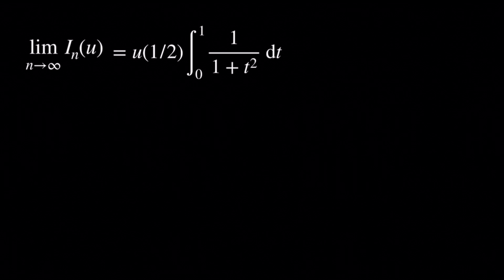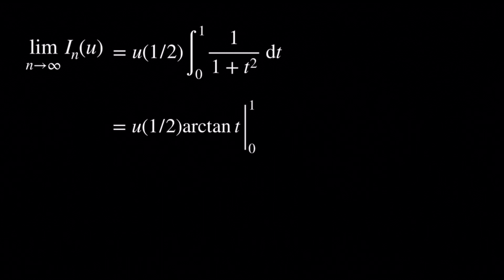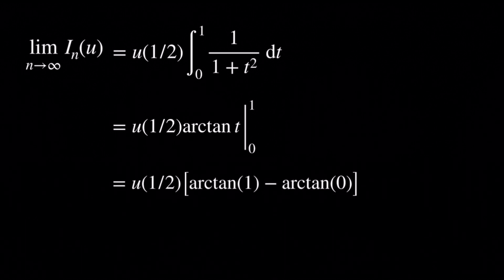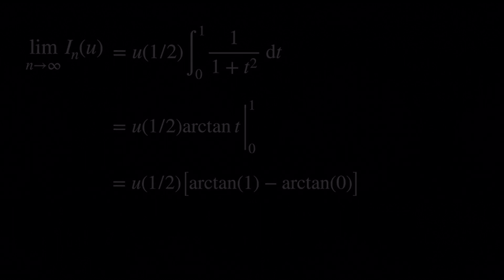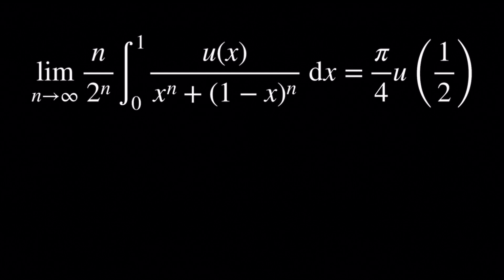An antiderivative of 1 over 1 + t^2 is simply arctangent of t. Okay, so we're going to evaluate it between 0 and 1. We get arctangent of 1 minus arctangent of 0. Arctangent of 0 is 0, and arctangent of 1 is simply pi over 4. So we get that the limit of n over 2^n times the integral from 0 to 1 of u(x) over (x^n + (1 - x)^n) dx is equal to pi over 4 times u(1/2).